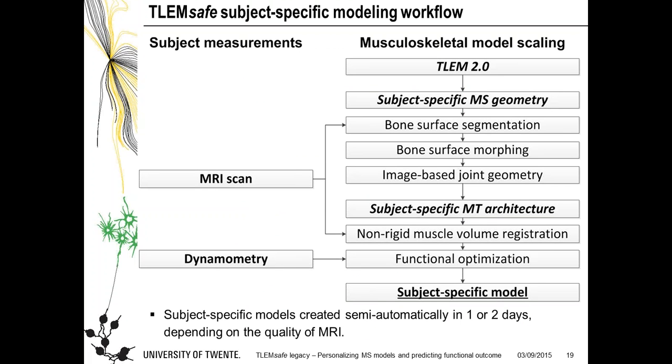TLEM 2.0 was purposely built to be easily combined with the new image-based scaling techniques that were developed in the TLEMsafe project, and had a central role in the modular workflow that was defined to obtain personalized models semi-automatically. Several techniques were developed to obtain subject-specific musculoskeletal geometries and muscle tendon architectures.